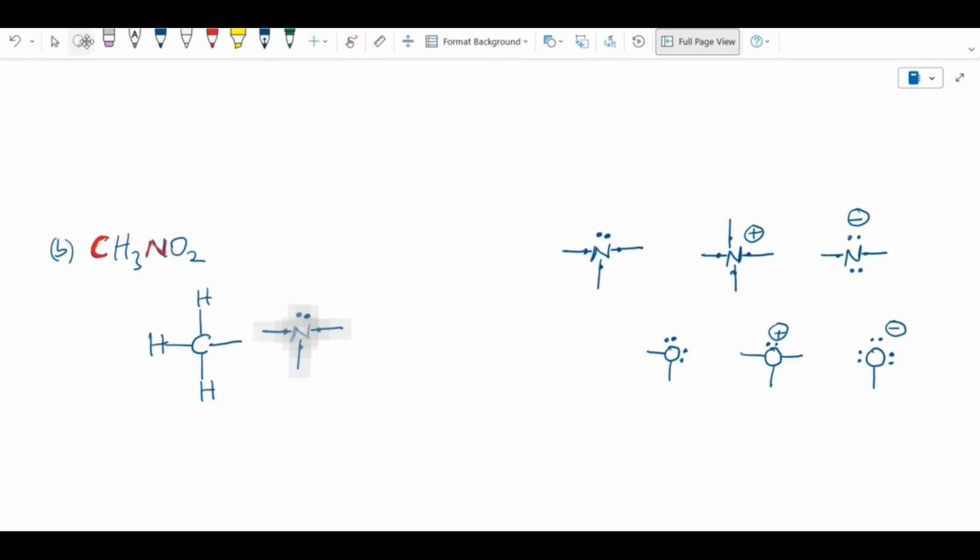Let's start by connecting this nitrogen to this carbon. So you will have this. I can connect 1 oxygen to this nitrogen and another oxygen to this nitrogen. However, this wouldn't make any sense. A single bonded oxygen should have a negative charge.